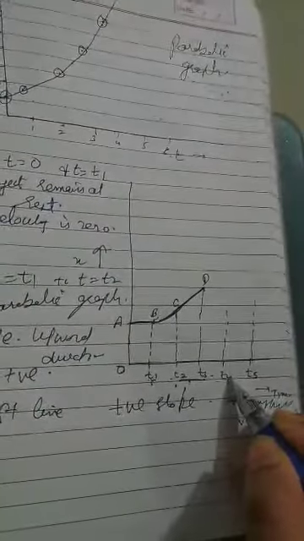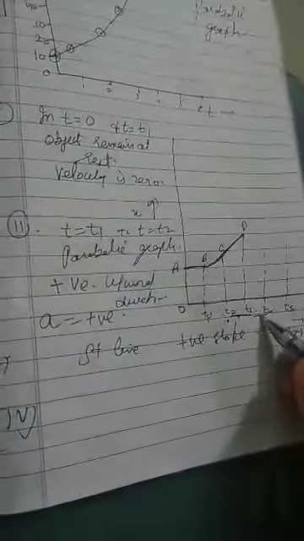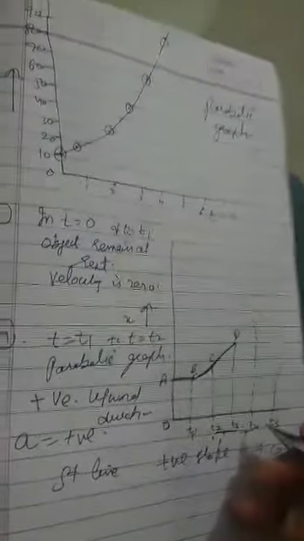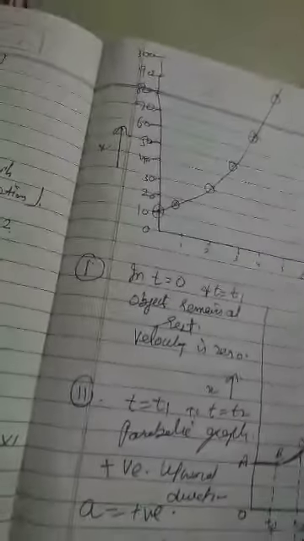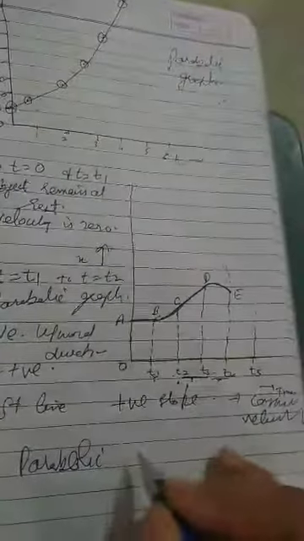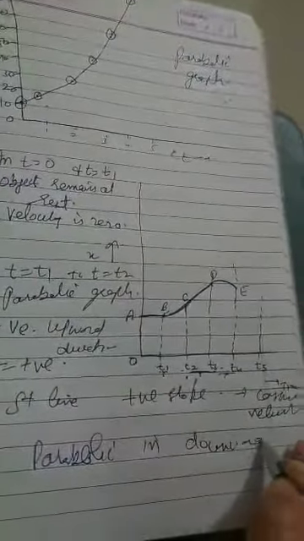Clear? Next, the fourth point, from t3 to t4, in this time interval. Now the object will slow down, and the graph will be parabolic in the downward direction and acceleration will be negative. Slow down means the graph will be like this. This DE portion of the graph will be parabolic in the downward direction, and acceleration and slope are negative.